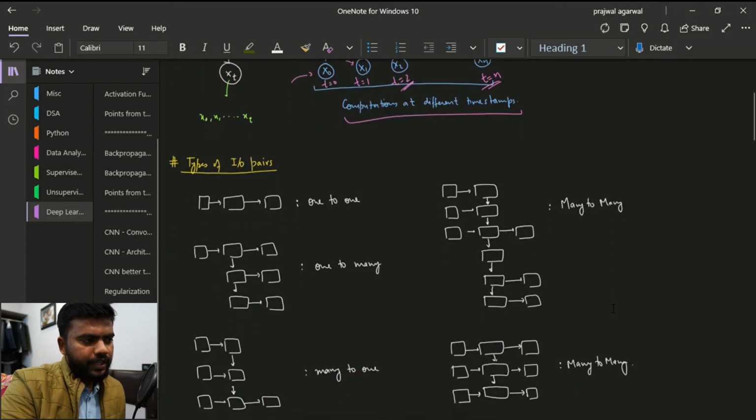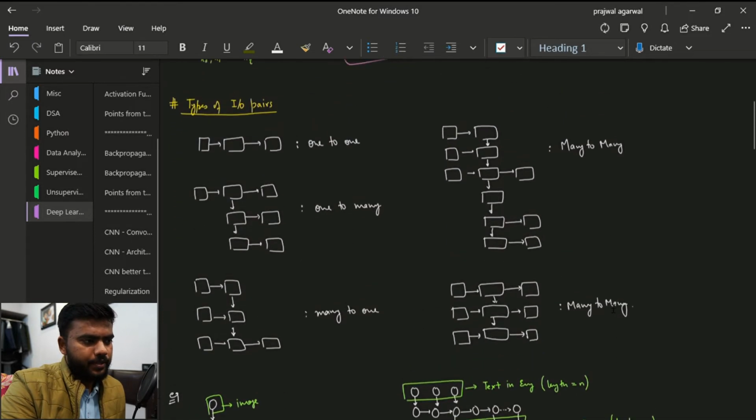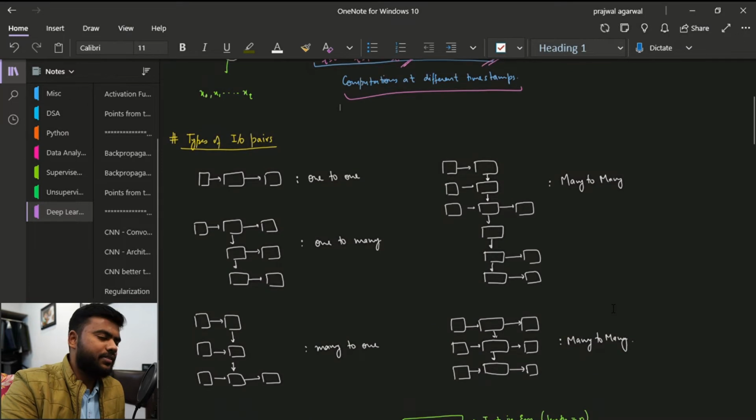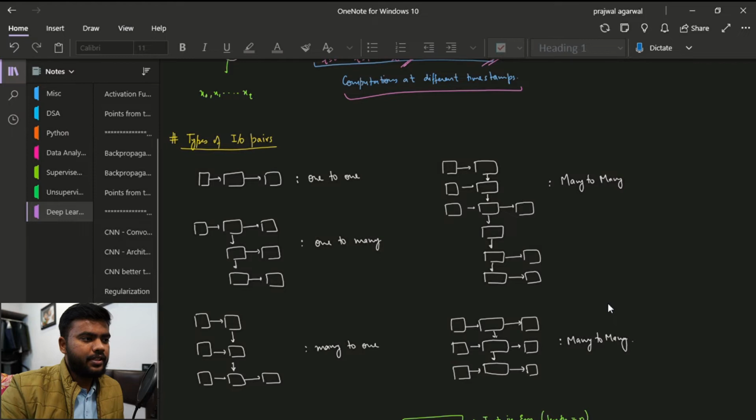Now we have different types of input output pairs. So in sets we had different types of relationship. We had one-to-one relationship. By the way, this is input, this is RNN, and this is output. Then data is coming at one node, but it is being distributed across different nodes to create 3 different outputs. So one to many. Then we have many to one, when we have many inputs but one output.